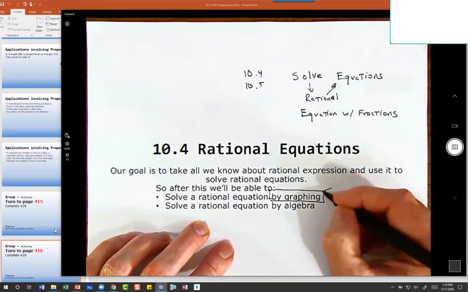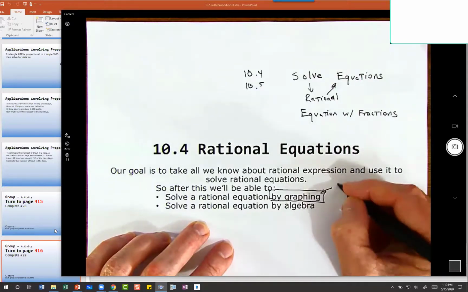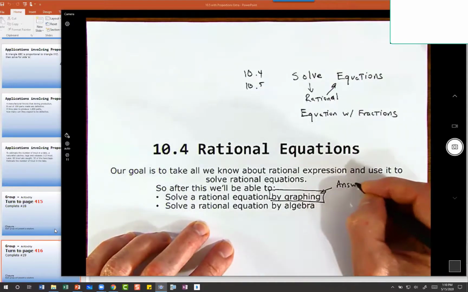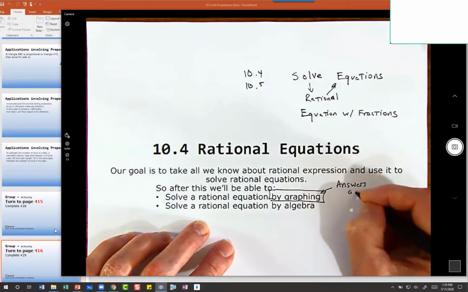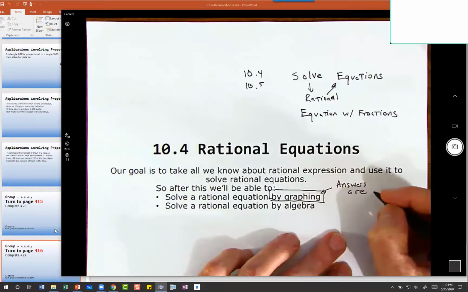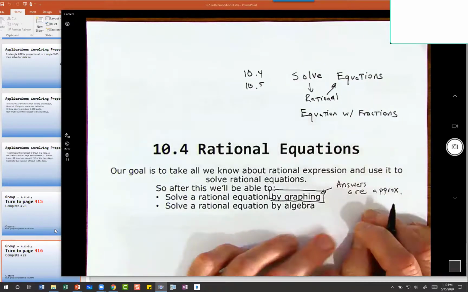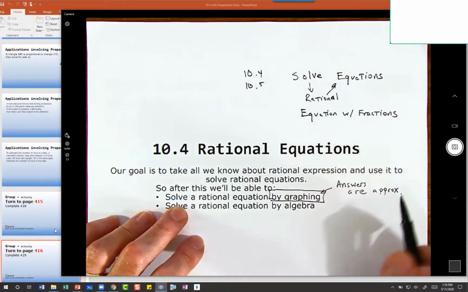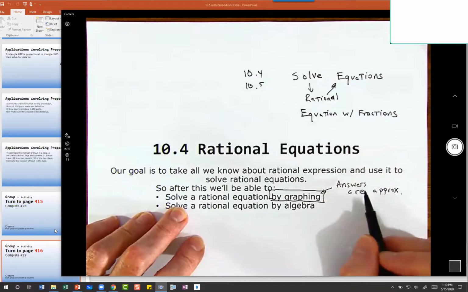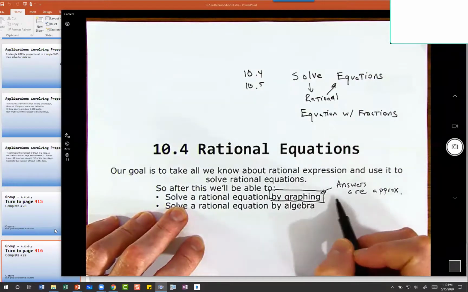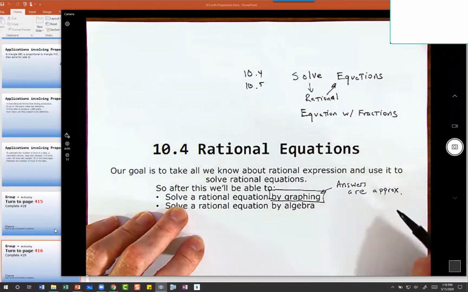What's the downside of the calculator? The answers are typically approximates. They're round-offs. We do not get exact answers. Sometimes we do, but for the most part, if you're doing the graphing calculator approach, you can't expect to have an exact answer.